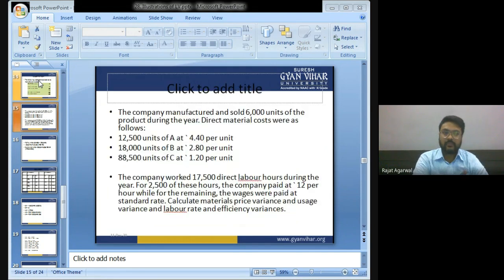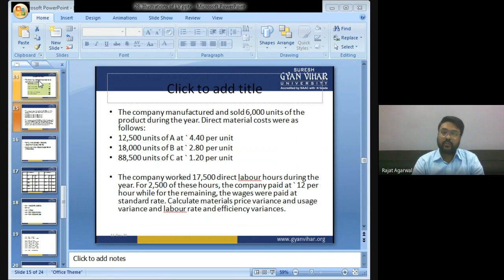Now, the company manufactured and sold 6,000 units of the product during the year. The company manufactured how many units? 6,000 units of product during the year.